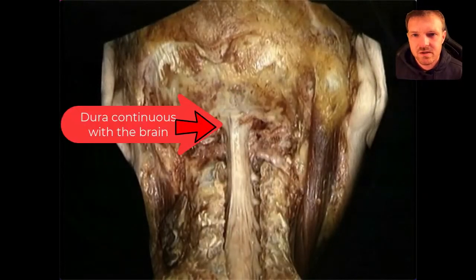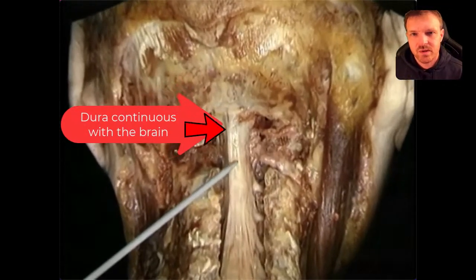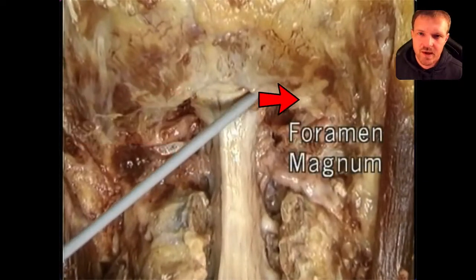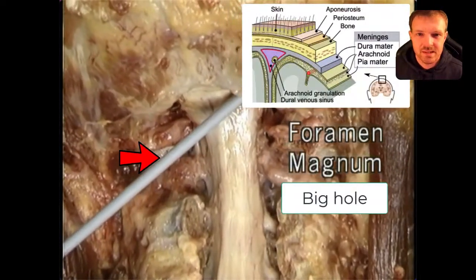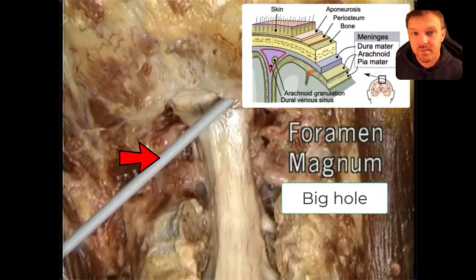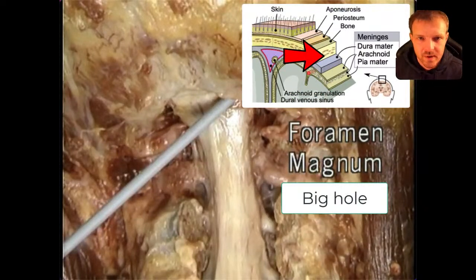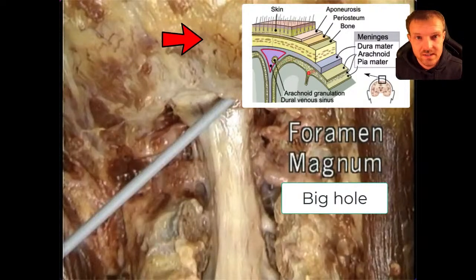Okay, there's the base of the skull. The dura is continuous with the brain, so it comes up through there. That's called your foramen magnum, which basically means big hole. This is the image that we saw before, with all the different layers. You've got the bone layer and then your meningeal layer, so the dura, arachnoid, and pia, and that will be continuous underneath that skull.